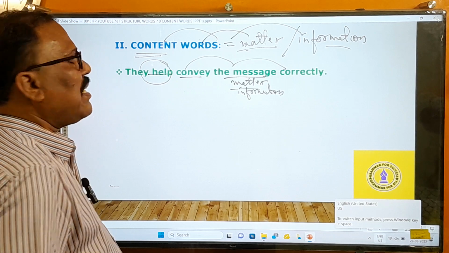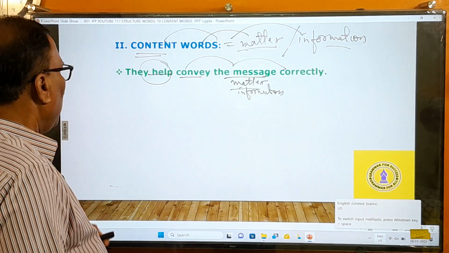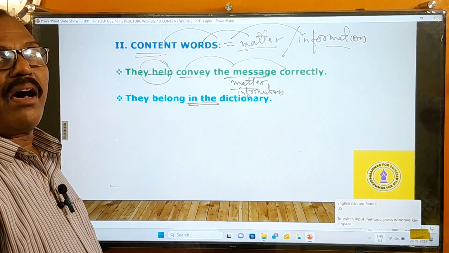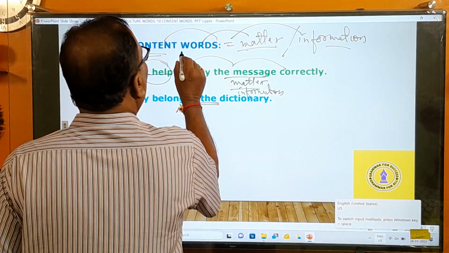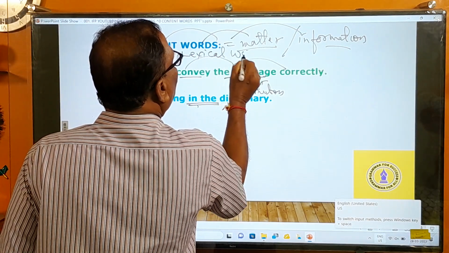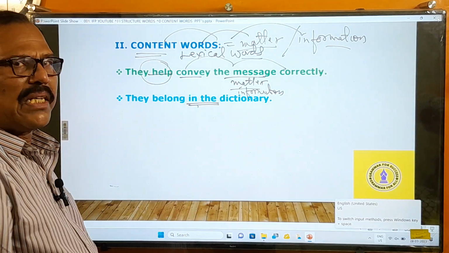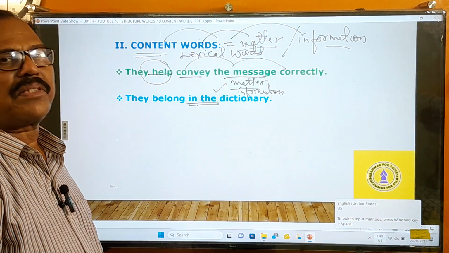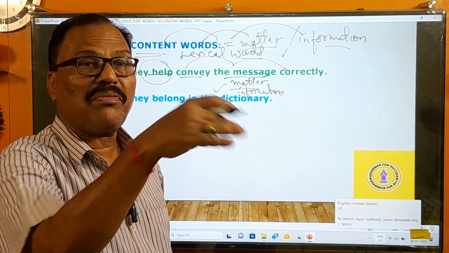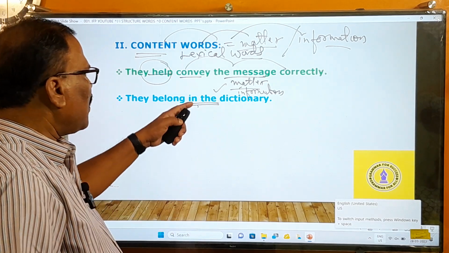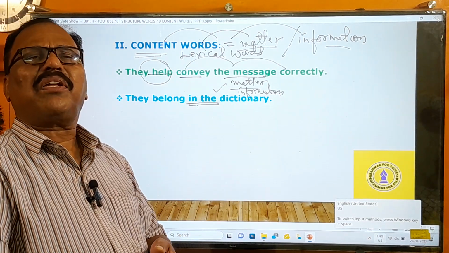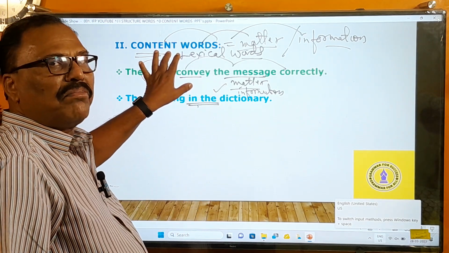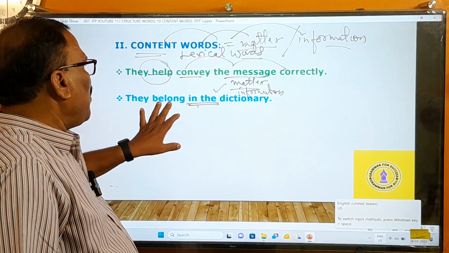They help convey the messages correctly, right? Next, they belong in the dictionary. These content words are also called lexical words. Lexical words, because they belong in the dictionary. They are the dictionary words. It does not mean that structure words are not dictionary words, but 99% of the words in the dictionary are content words. They are lexical words.